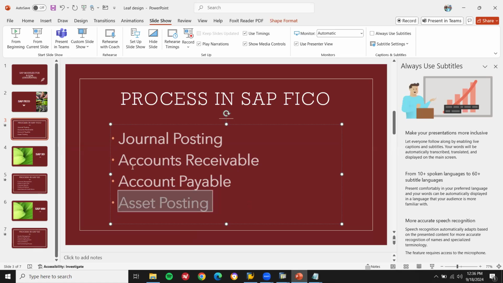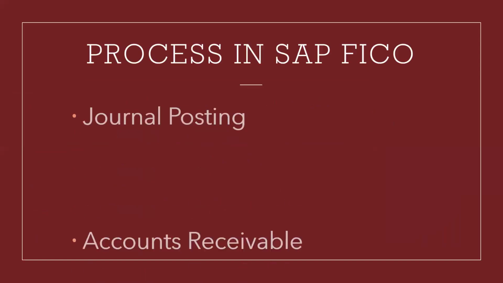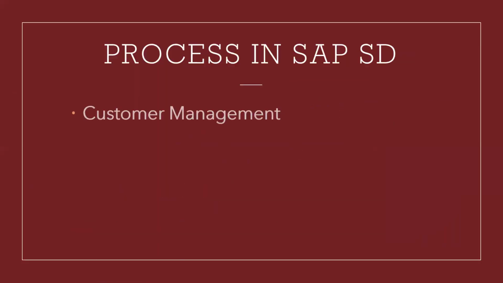You can take FICO or you can go for SD, Sales and Distribution. It's predominantly customer management, that is order to cash. They call it the OTC cycle, consisting of inquiry, quotation, sales order, delivery, and billing.